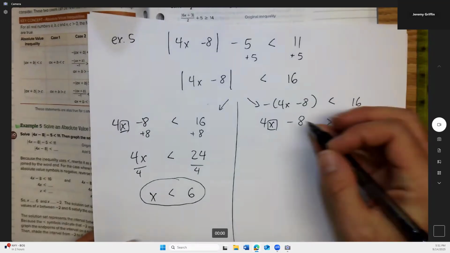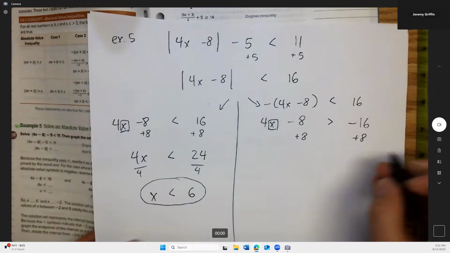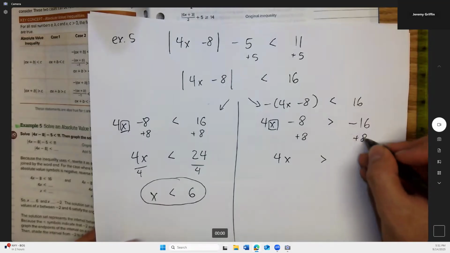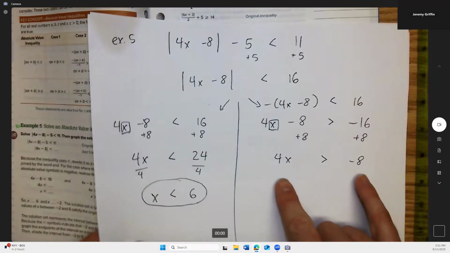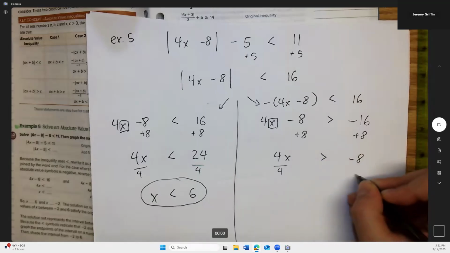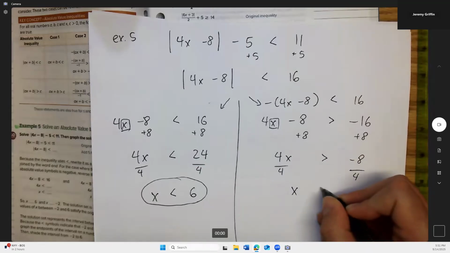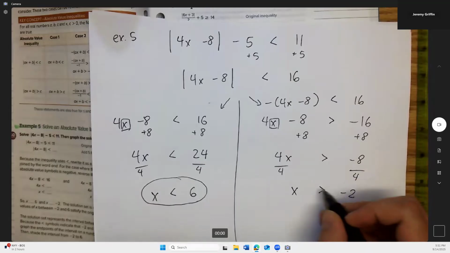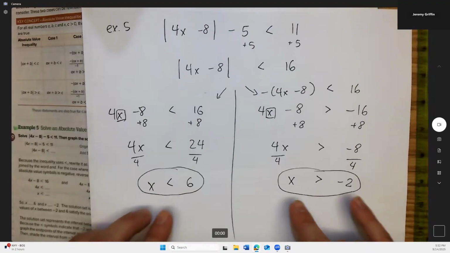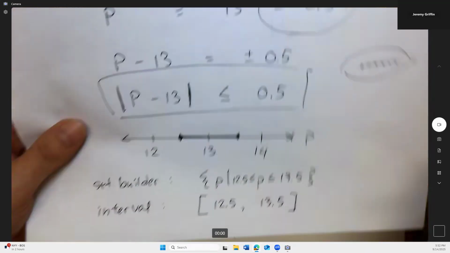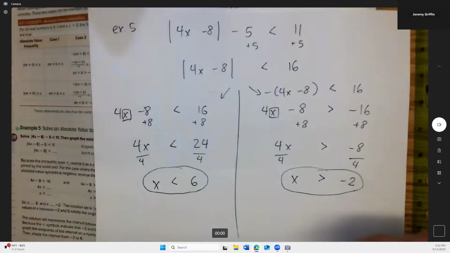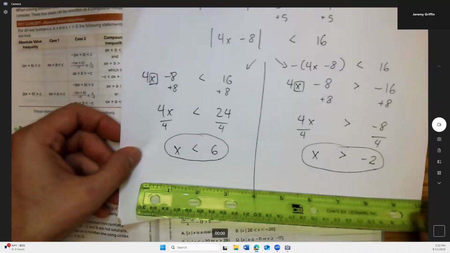Over here, if I do plus 8, then I get 4x is strictly greater than, this would come out to -8, I think. Divide both sides by 4, so I'm getting x is greater than -2. Now, x less than 6, but also greater than -2. I think that creates a little window of possible values, kind of like with the football pressure. It can be greater than something but less than something else, and there's a little allowable window.